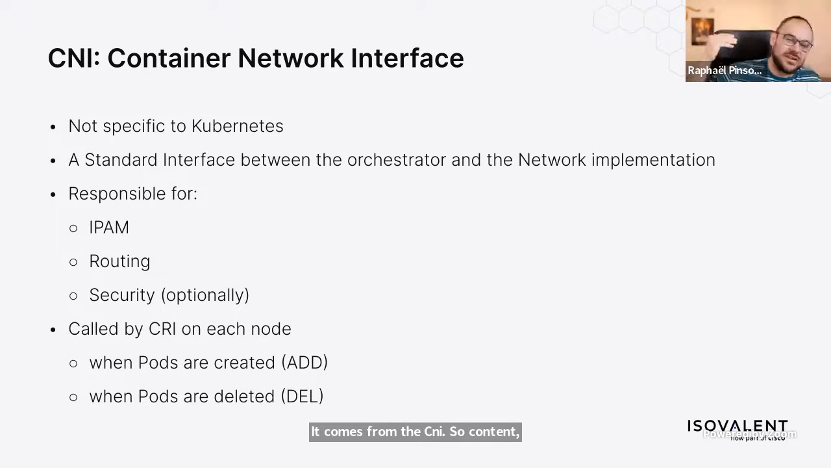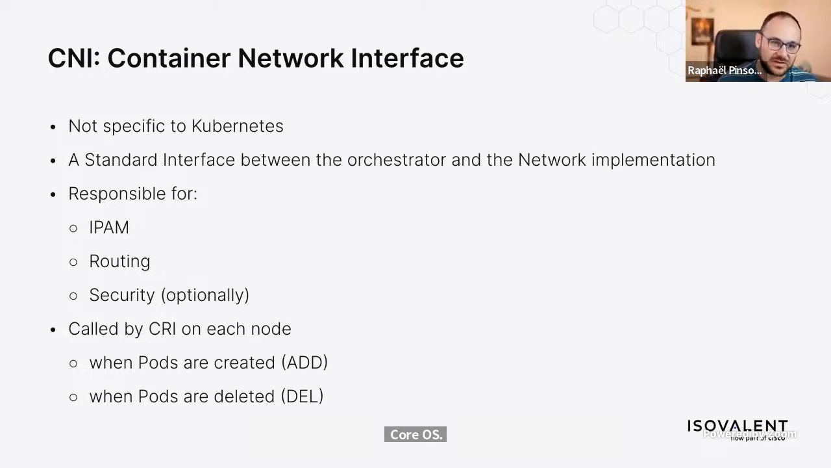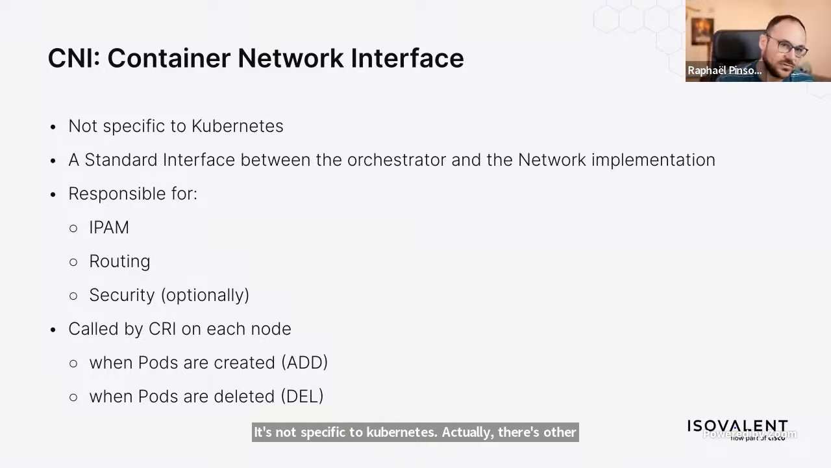The Container Network Interface is the standard that was introduced by CoreOS. It's not specific to Kubernetes. Actually, there's other systems that support CNI, other orchestrators, for example, HashiCorp Nomad supports CNI. And it's a standard interface between the orchestrator and the network implementation. It's responsible typically for IPAM, so assigning one or multiple IP addresses to pods or to containers. It's responsible for routing and the routing logic, and optionally also for security, like network policies.